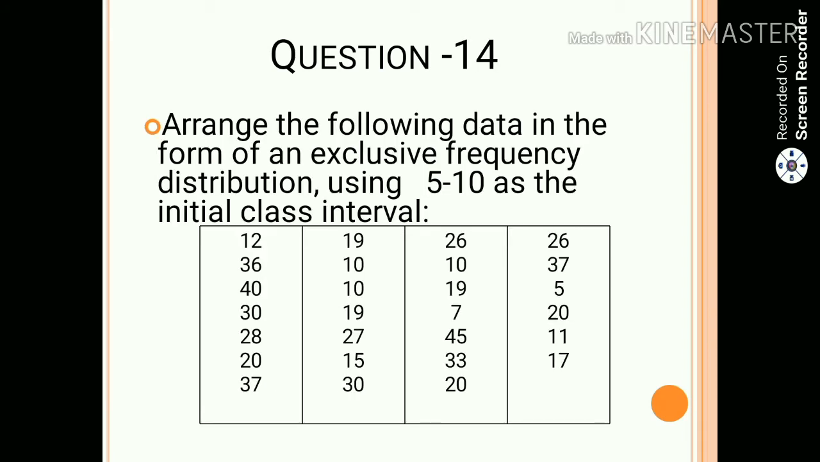Arrange the following data in the form of an exclusive frequency distribution using 5 to 10 as the initial class interval. So in this you have to make the different series, that is 5 to 10, 10 to 15, 15 to 20, 20 to 25, 25 to 30, 30 to 35, like this, and then make the tally and the frequencies.